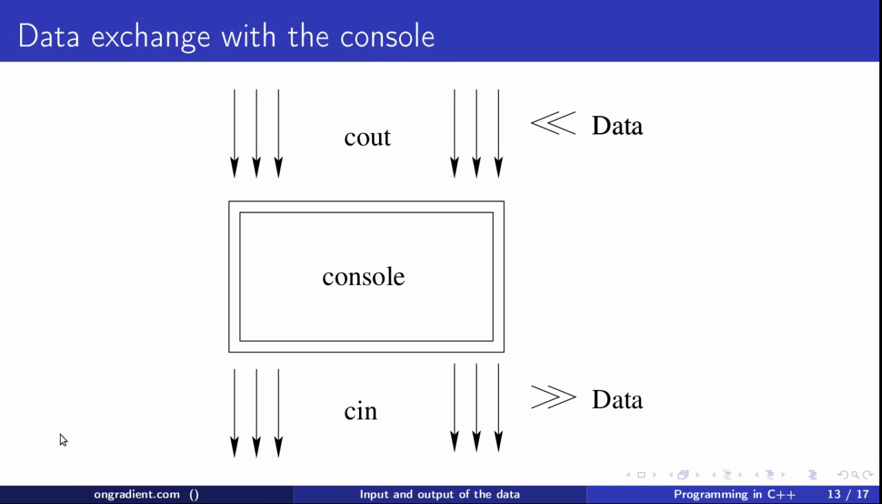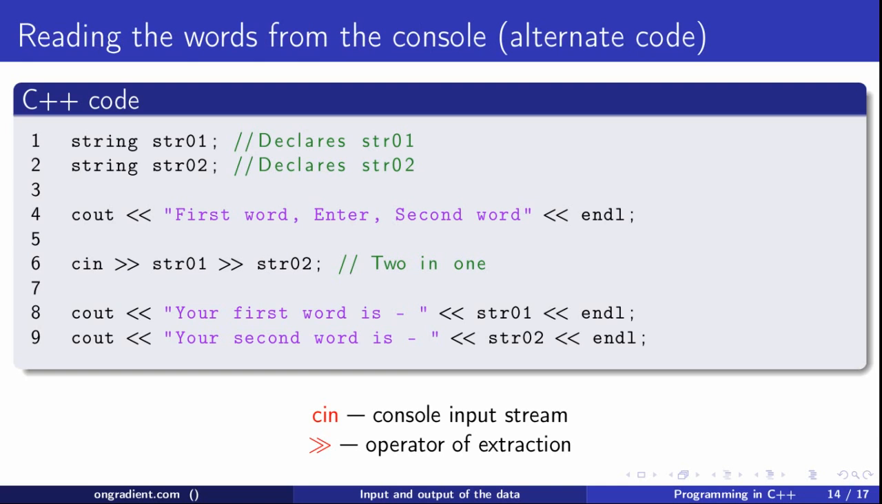Graphically, input and output of the data is shown in the figure. Stream Cin contains the information that was written in the console. The extraction operator gets data from the stream Cin and transmits it to the program, usually initializing some variable. It's possible to simplify the previous code. Here we read 2 words in 1 line of the code.